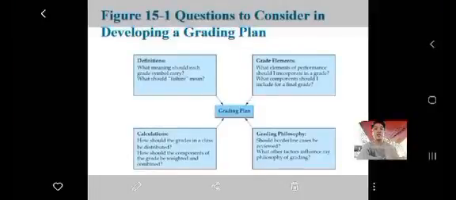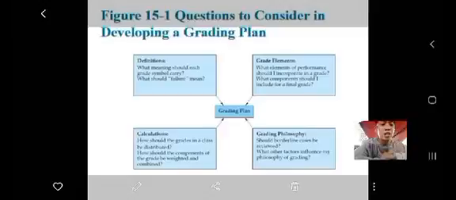Questions to consider in developing a grading plan. As you can see, there is a definition as well. What meaning should each grade symbol carry, or what should failure mean? For the grading elements: what elements of performance should I incorporate in a grade? What components should I include for a final grade? So there are a lot of questions in grading decisions.